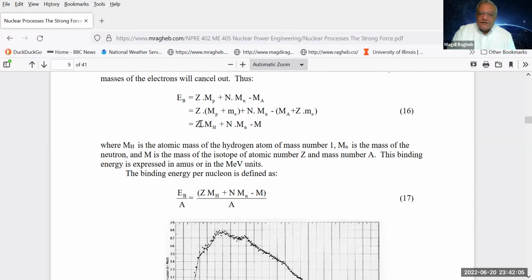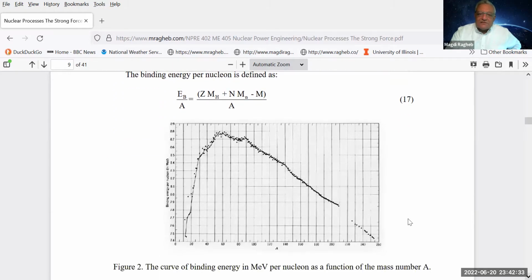So if we take Z for the number of protons, multiply them by the mass of one hydrogen atom, plus the number of neutrons multiplied by the mass of the neutron, which you can get from the handbook of chemistry and physics, minus the actual mass of the nucleus itself, then we can get the binding energy that keeps the nuclei together. Of interest to us is how much is that binding energy per nucleon, per neutron or proton in the nucleus? So we can take those numbers from the chart of the nuclides and plot them into that curve that we are showing right here.